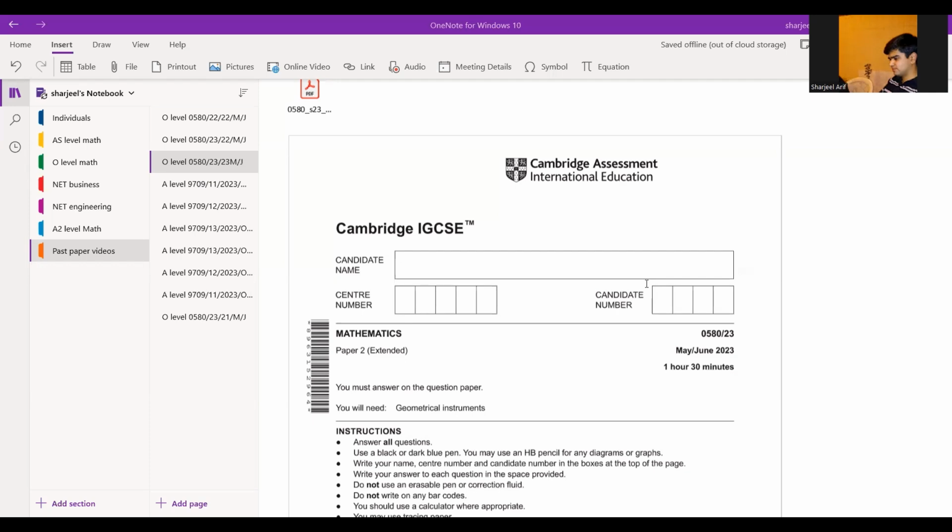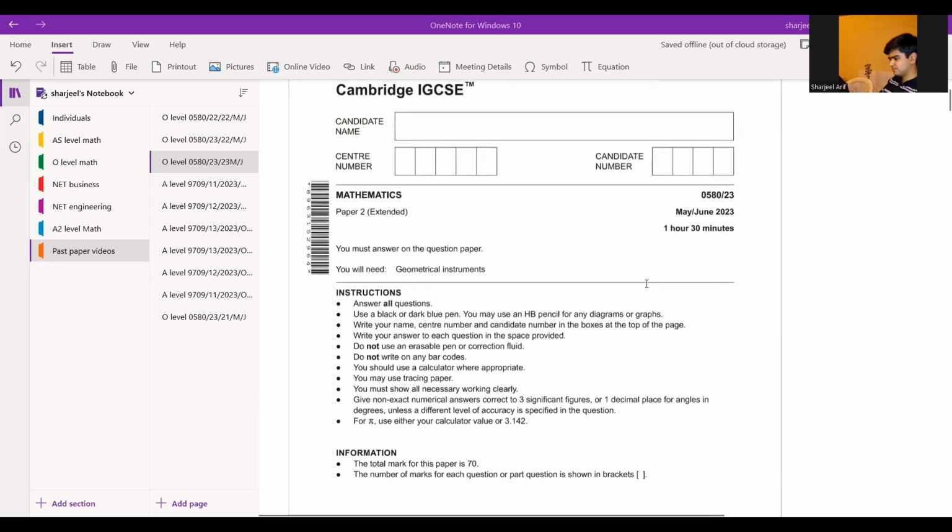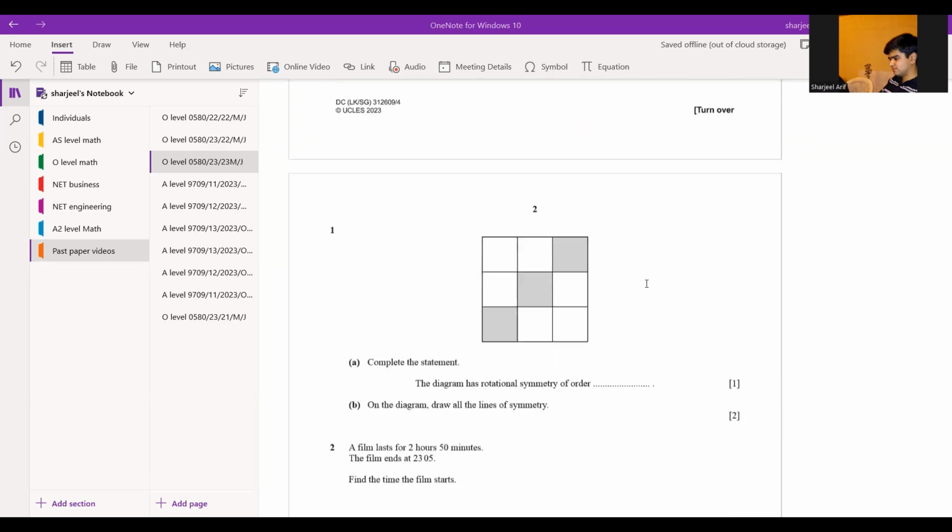Today we are going to solve paper 2 of IGCSE, code 0580. Paper 2-3, May June 2023. The paper duration is 1 hour 30 minutes. So now we move on to question number 1.